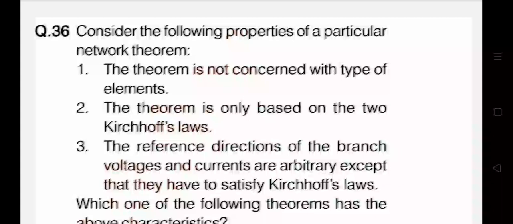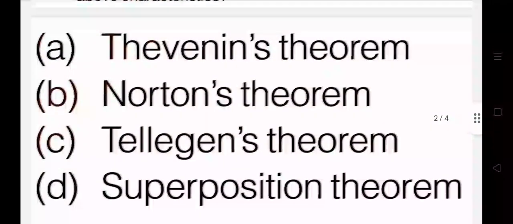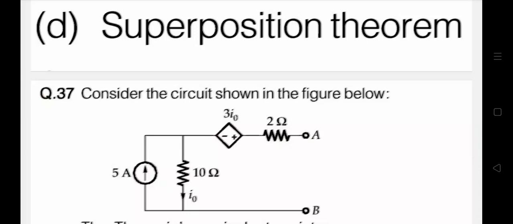So the first sentence says that the theorem is not concerned with the type of element. That's what I already told, that it is independent of the element, which means it can be linear or non-linear, passive or active, or hysteretic or non-hysteretic. It is not concerned with the type of element. So the answer is option C, Tellegen's theorem. So let's move on to the next question.